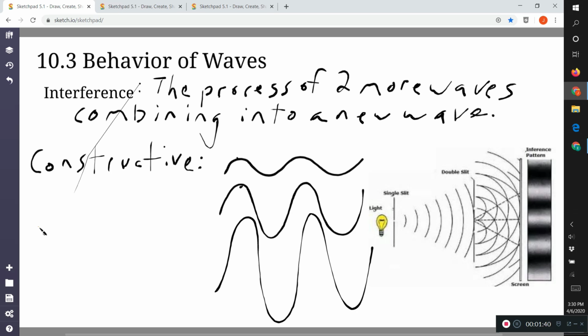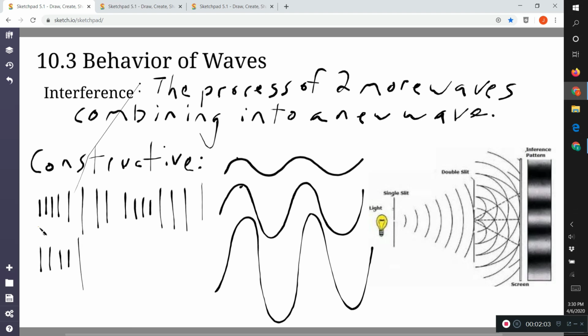Now, when this happens with sound waves, it actually results in louder sounds. And if you remember, sound waves are compression waves. So the two waves there would look like you have your compression and then your rarefaction, then your compression again, and then your rarefaction. So they would have to line up in the same way: compression, rarefaction, compression, rarefaction. And so they would combine and actually make louder sounds.